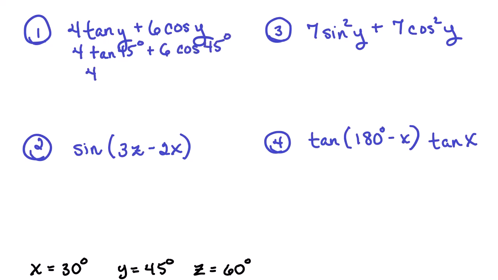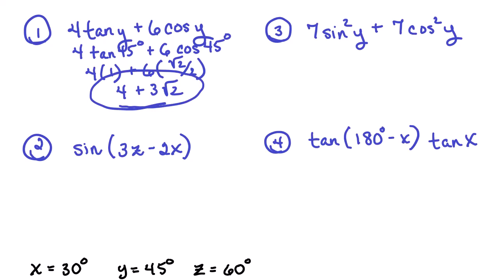We know that the tangent of 45 degrees is equal to 1, and the cosine of 45 degrees is the square root of 2 over 2. And so we have 4 times 1 is 4, plus 2 goes into 6 3 times, so we're left with 3 square root of 2. And that's our final answer, 4 plus 3 square root of 2.